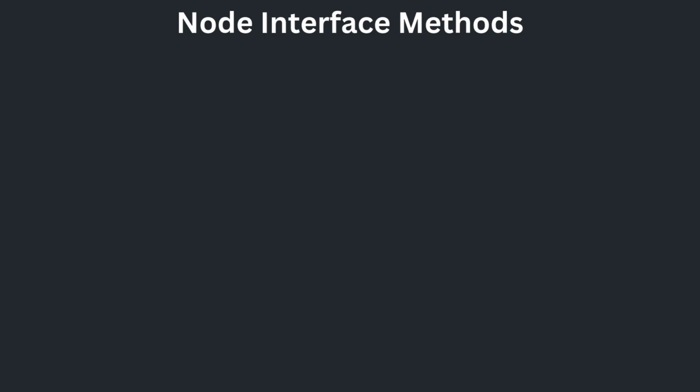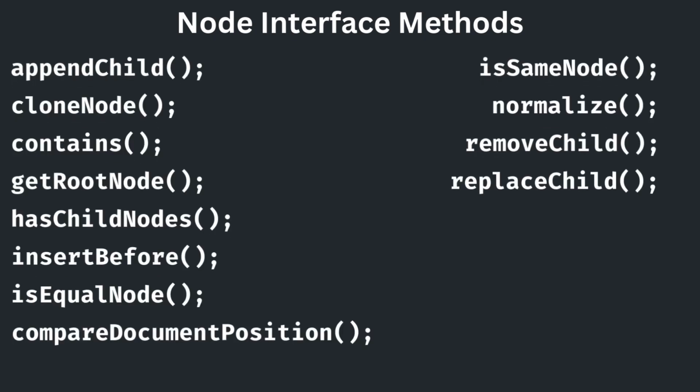Node interface methods. This category includes all types of nodes within the document. So, not just elements, but also text nodes, comment nodes, document nodes. All elements are nodes, but not all nodes are elements. It's important to point that out. And some of the methods include appendChild, which adds a node to the end of a list of children of a specified parent node.